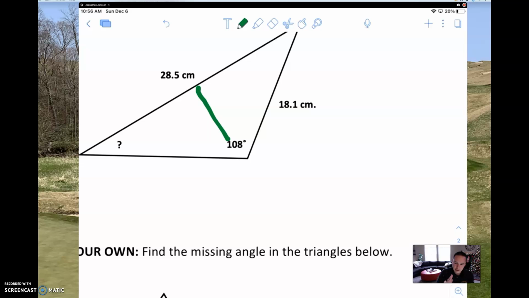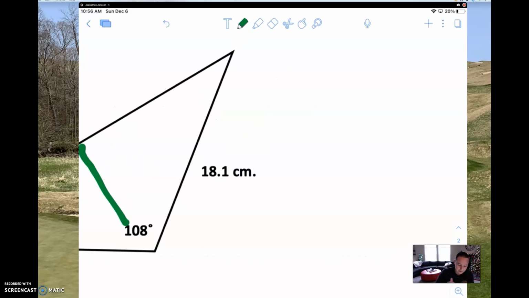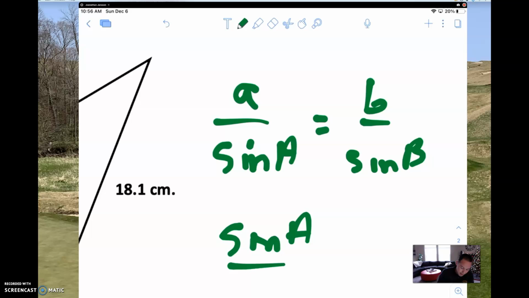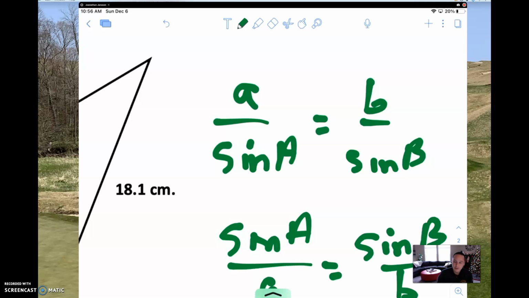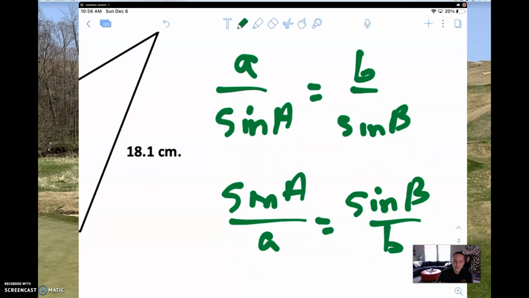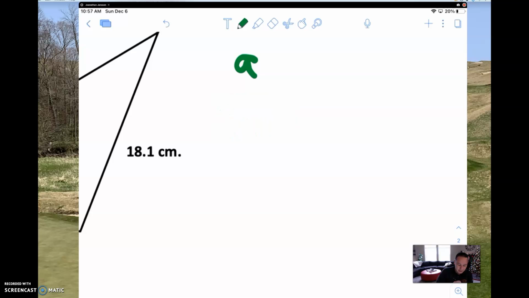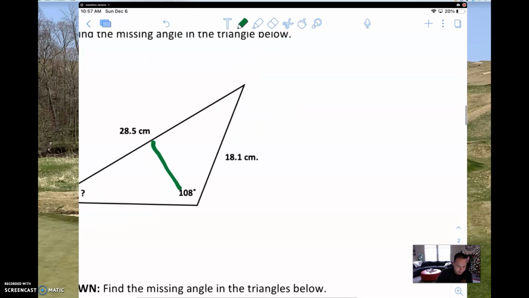Now I'm going to switch the formula around. Instead of having A over sine A equals B over sine B, you can flip this upside down. Sine A matches with A, and sine B matches with B. And the reason that I'm doing that is just because it puts the variable on the top for you. So it doesn't really matter. You can solve it both ways. I just like having the variable on top. So with that being said, let's go ahead and set it up.